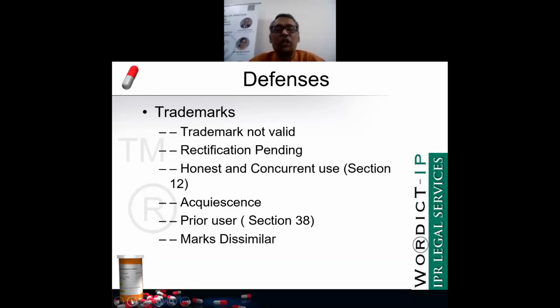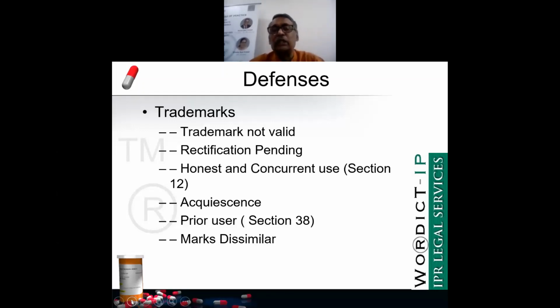Okay. Now, what are the defenses that you can take under the trademarks as a defendant? What can be taken? They are also provided under the law. First is the trademark is not a valid mark. It is indicative of the goods, of the nature of the goods, quality of the goods. That is Section 9 and 11 of the Trademarks Act, validity of the trademark.